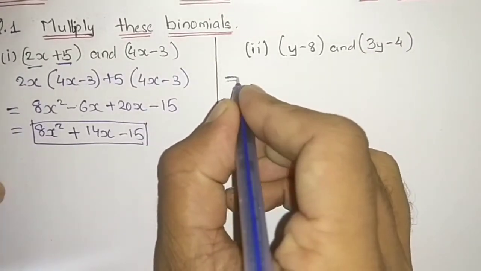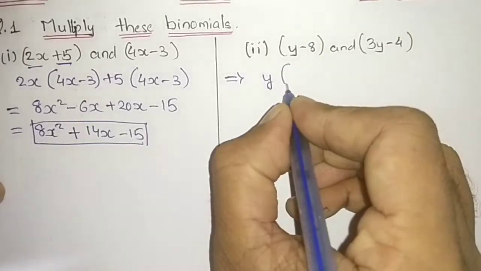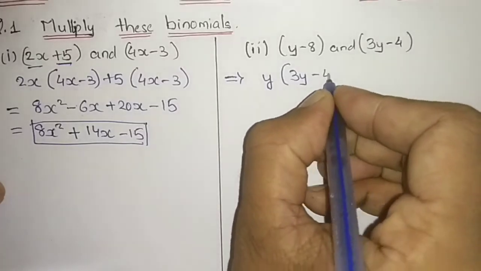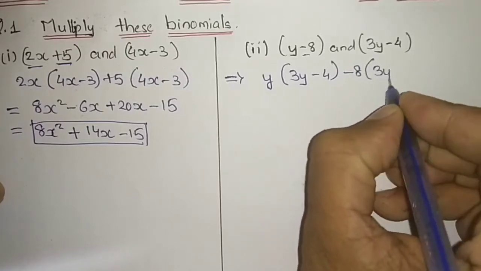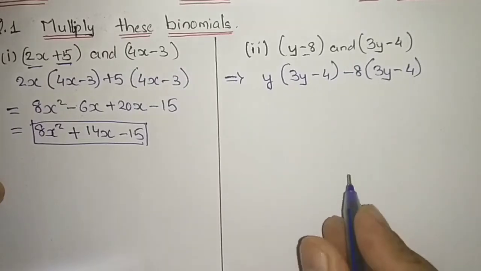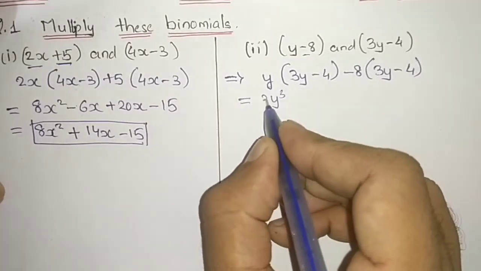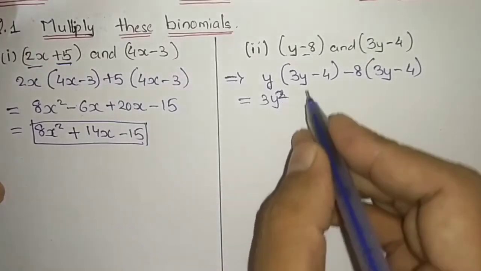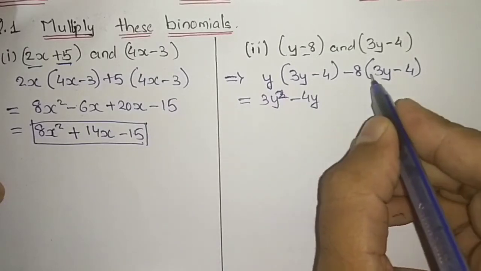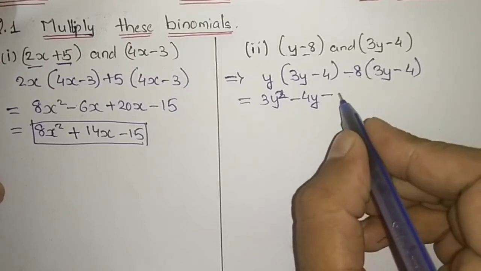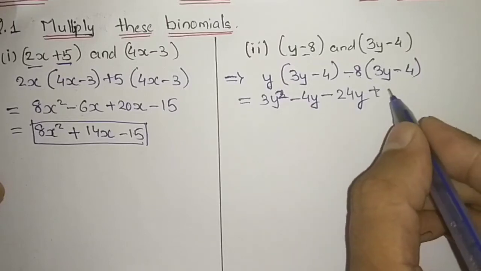Same way we will solve all the 6 parts. First we will multiply the first term of the first binomial with the whole bracket, that is 3y minus 4. Then minus 8 with the whole bracket, that is 3y minus 4. Now we will open the bracket: y into y is y square, 3 times 1 is 3. Minus into plus is minus, 4 into y will give me 4y. Now this bracket, minus into plus is minus, 8 times 3 is 24y, minus into minus will give me plus, 8 times 4 is 32.